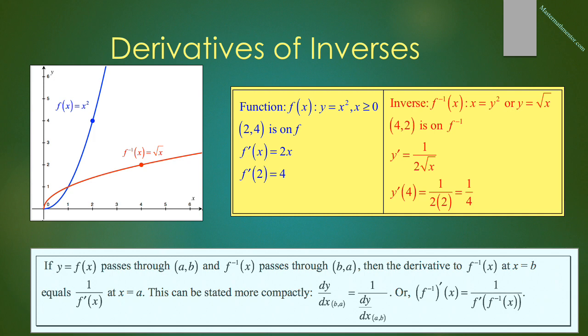This can be stated more compactly. dy/dx at the point (b, a) is equal to 1 over dy/dx at the point (a, b). Or f inverse prime of x is equal to 1 over f prime of f inverse of x. I know this sounds confusing. Let's make it much more simple.